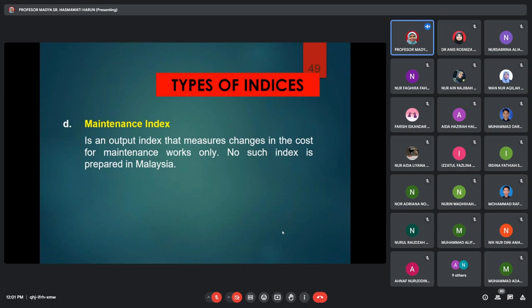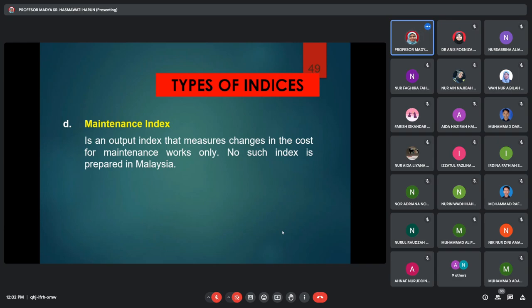Ini tak betul ya. Ini tak betul. Okay, sebab ini nota lama. Kita dah ada building cost maintenance index sekarang. Arti dalam nota PowerPoint yang Dr. Anis bagi ataupun Dr. KB bagi, dia dah cakap ya, kita dah ada building cost maintenance index sekarang. Alright, so masa nota ni belum ada lagi. Okay, so dah ada, even kita ada index for minor work and major works.